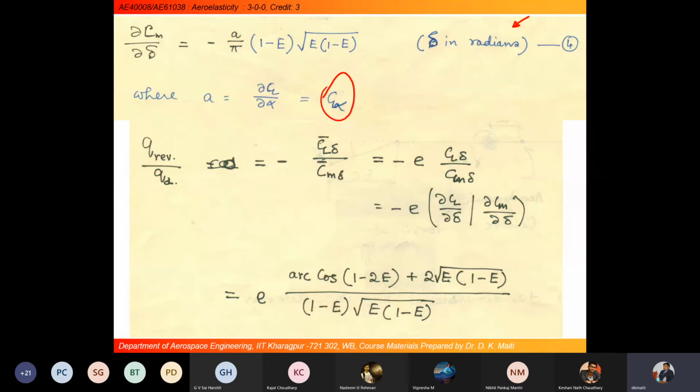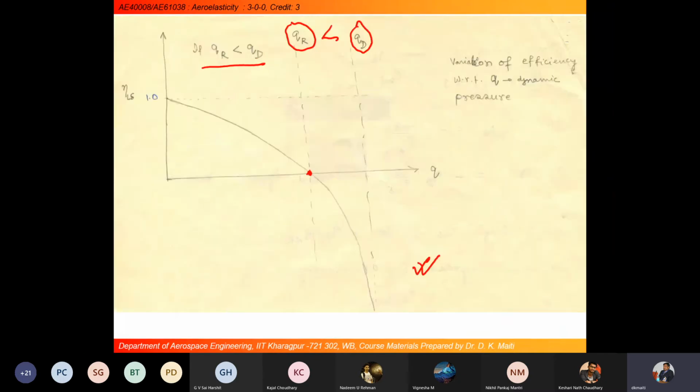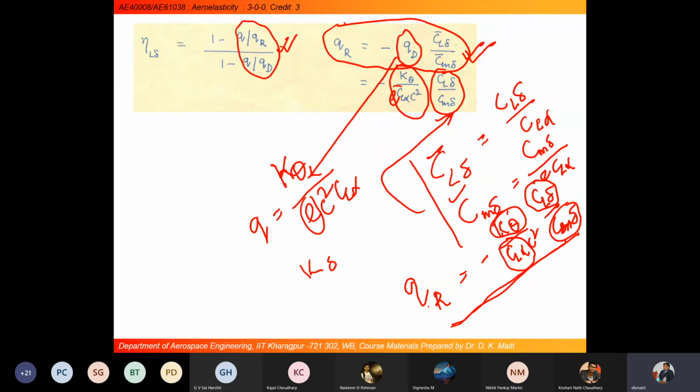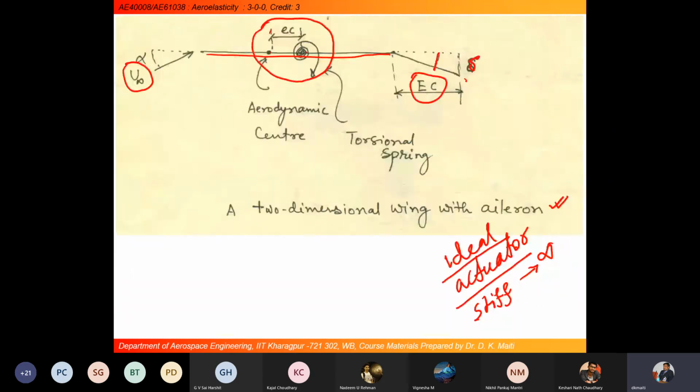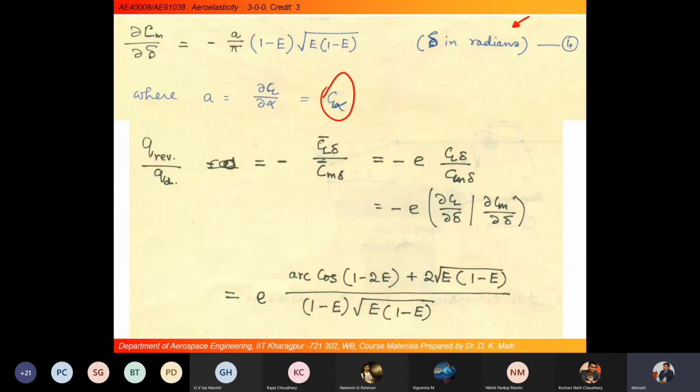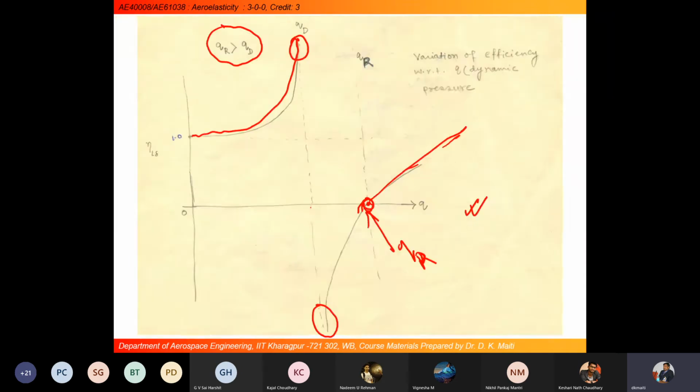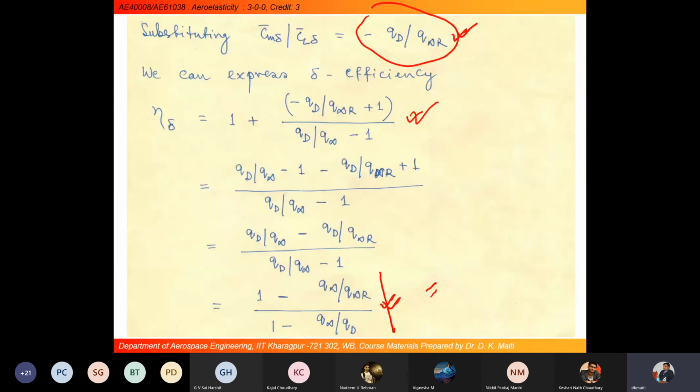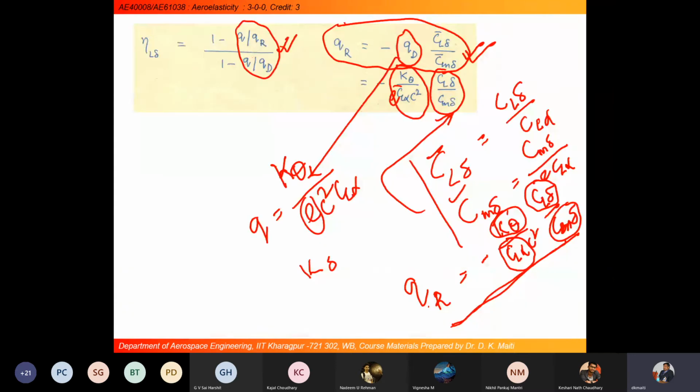This is the equation. Then if we look at the reversal speed we obtained, the Q reversal is basically K theta E CL alpha into C square, CL delta by CM delta. I am just substituting in that expression the value of Q reversal by QD, whatever we have obtained in this equation.